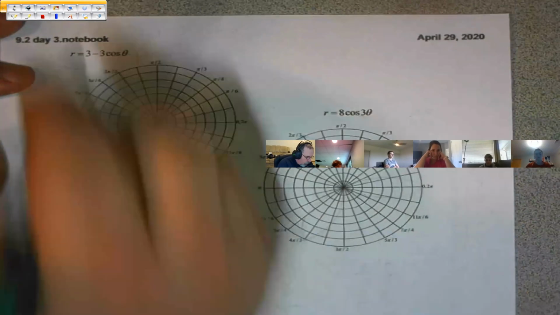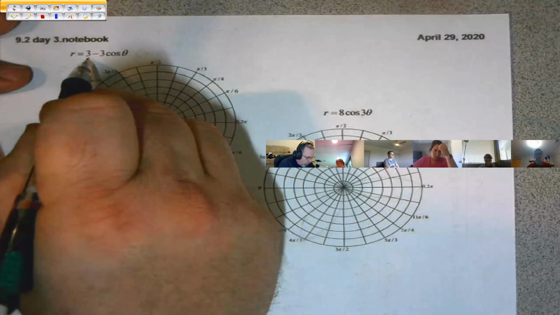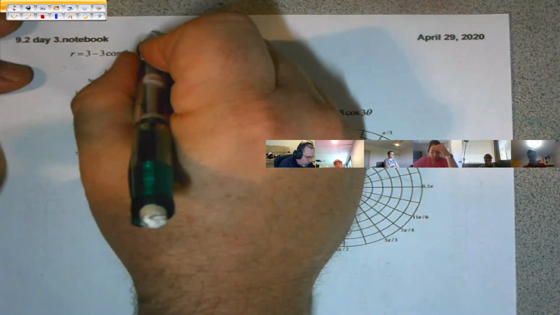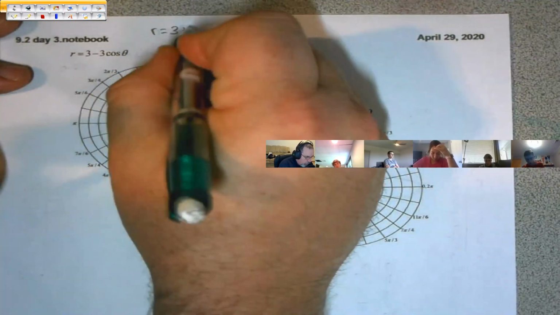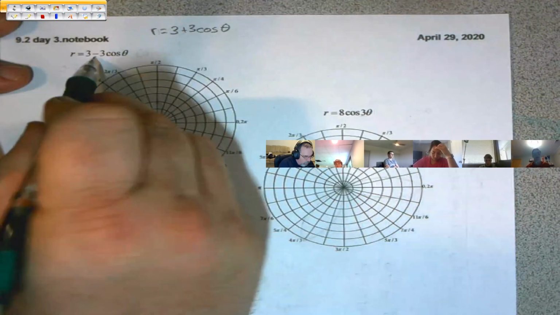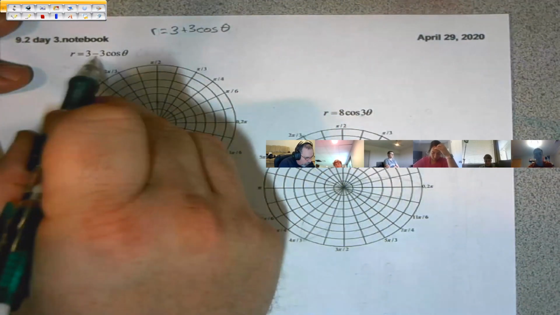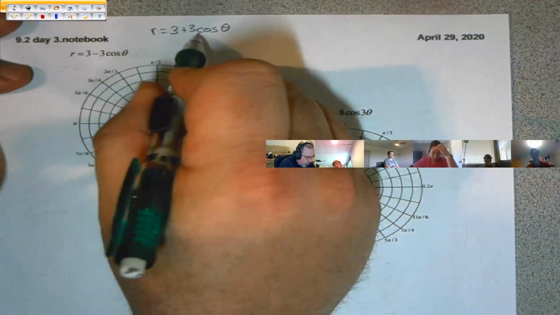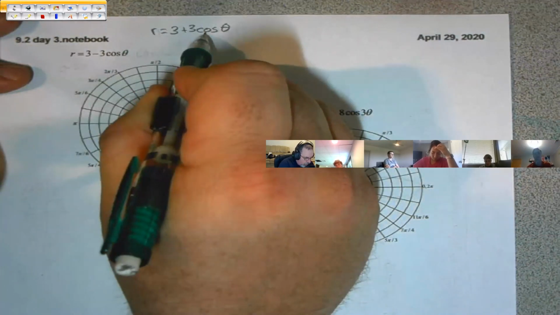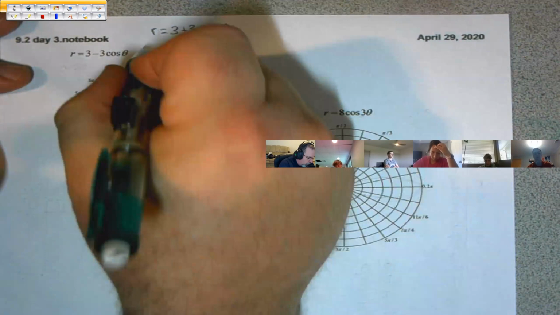This one, 3 minus 3, that's going to give us 0. Now, we would get 0 even if it was r equals 3 plus 3 cosine of theta. The fact that it's minus doesn't really matter. The minus tells us where it's going to bubble out to, but it doesn't say that this is the only case where you're going to get 0, because when cosine is -1 here, then we're going to get 0 for this one also.